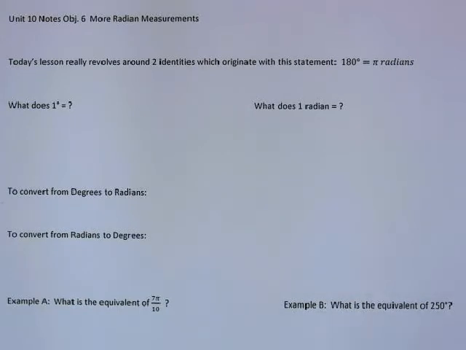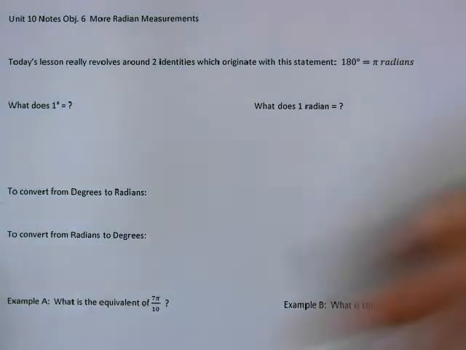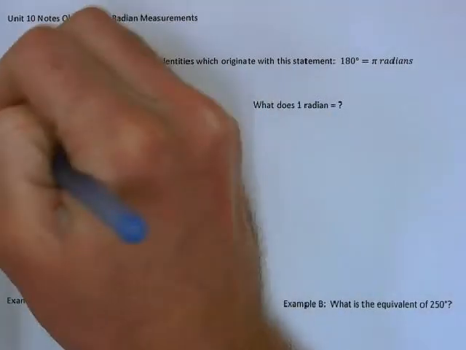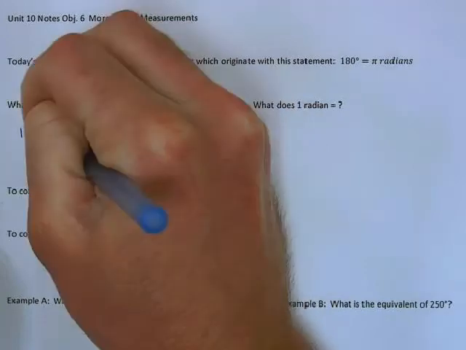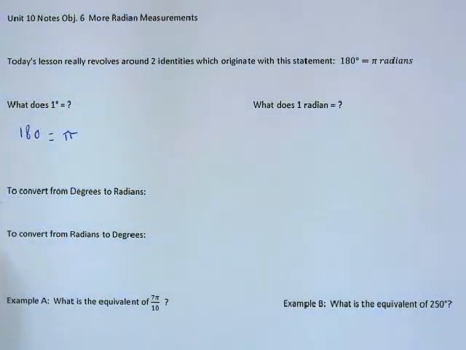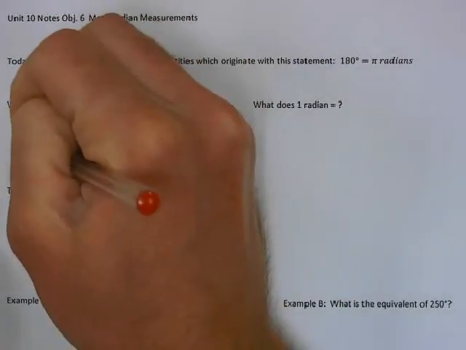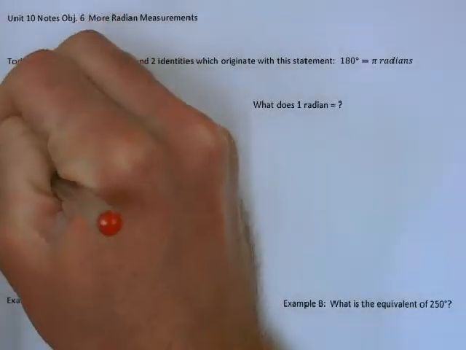Okay, so first of all, what does 1 degree equal? How can we write 1 degree? Well, I know that 1 degree, and this is going to sound like a silly way to write it, but since we know that, let's do it this way. I know that 180 degrees equals pi. Well, I don't want 180 degrees, I want 1 degree, so how can we get that? Well, what if we divide by 180?